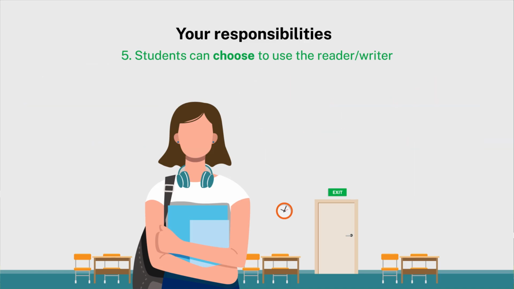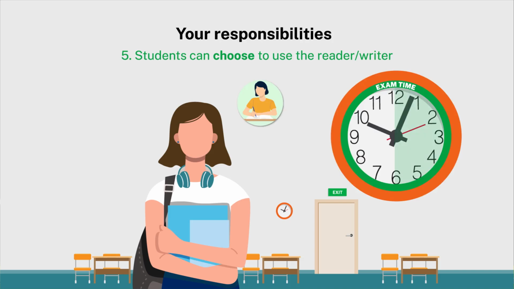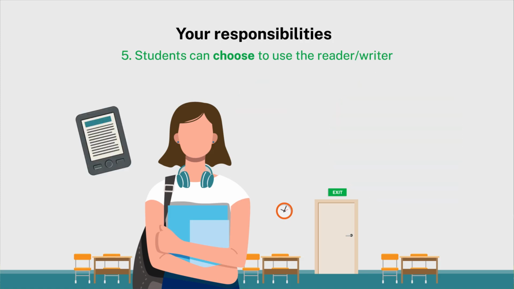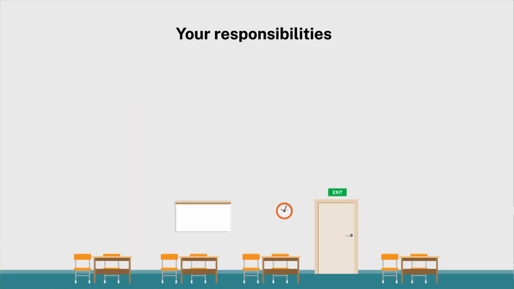If a student chooses to use a writer for only part of the exam, the extra time to compensate for the dictation process applies only to those parts of the exam where the writer is used. Students can use an electronic reader for part of an exam and have a person read the other parts.